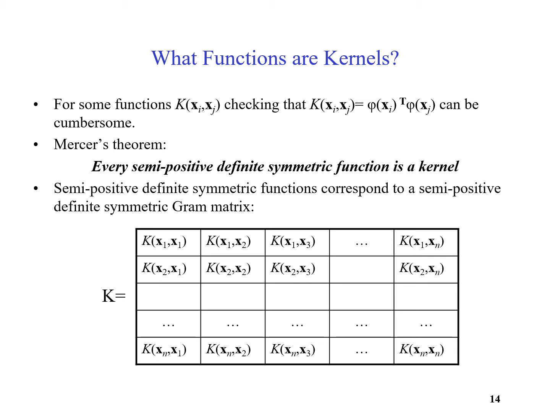The second condition is that the function should satisfy what is called Mercer's theorem. It's written here: the function should be semi-positive definite and symmetric. So if the function you're interested in has the characteristic of a similarity measure and satisfies Mercer's theorem, then you can use it as a kernel function in SVM. Those are the conditions you have to satisfy.